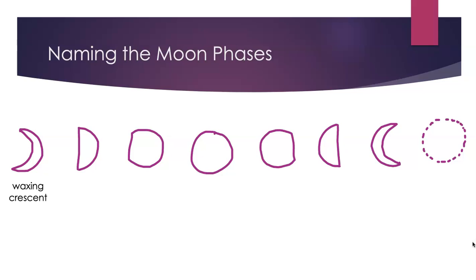Waxing crescent. That implies not only that it's a crescent, but that it's on its way to become full. Then we have the first quarter moon. And again, this is a quarter because it's a quarter of a way through the entire set of phases. We then have a waxing gibbous, and then full. And technically, this would be your second quarter moon, but we don't call it that.